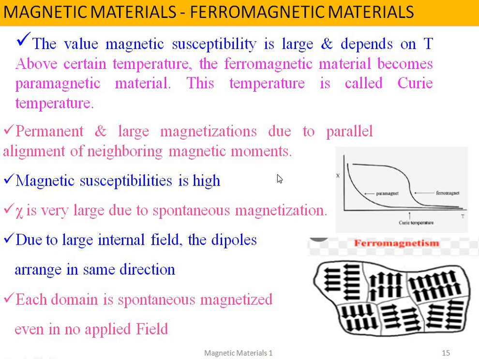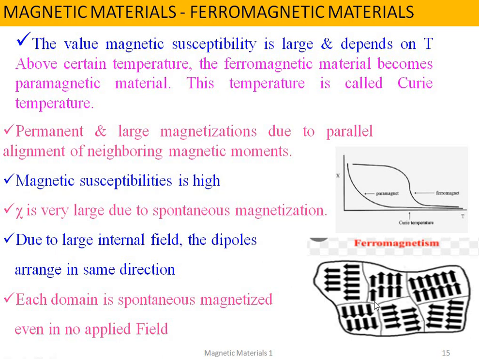From this figure you can see temperature versus susceptibility. This is the case with the paramagnetic material, but for ferromagnetic material, up to the Curie temperature you can observe that the magnetic susceptibility is constant. But when you increase the temperature beyond the Curie temperature, there is a sudden fall in susceptibility. It shows that at this temperature all the spins become random in direction, and hence the net magnetization will be once again 0, and the ferromagnetic material is converted into paramagnetic material at higher temperatures.